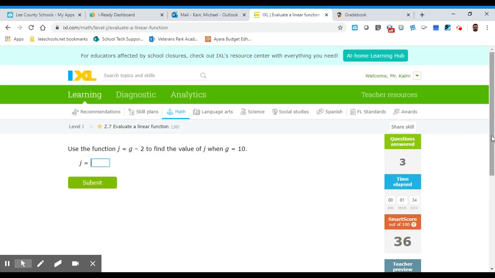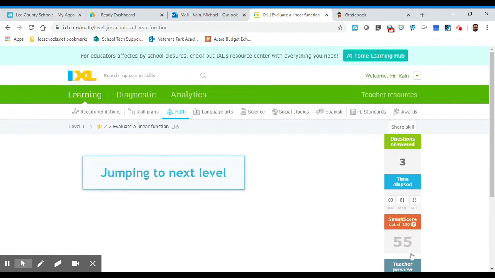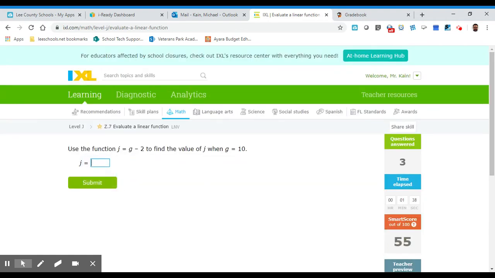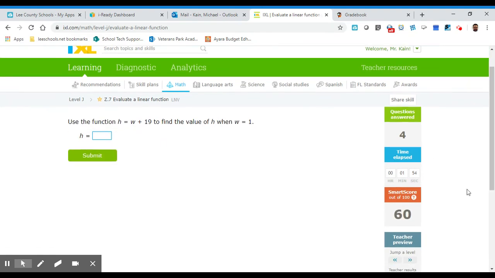Once you get up a little higher here, we're going to have to start writing some of these problems down. Okay, what is the value of j when g equals 10? If I put a 10 here, 10 minus 2 is 8. Okay, jump up another level.